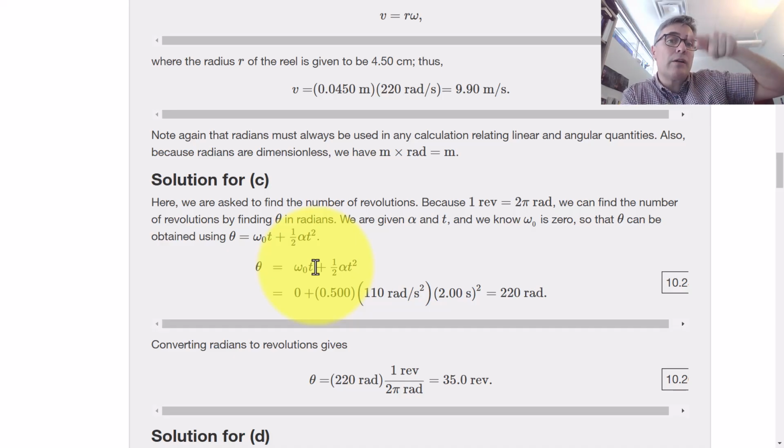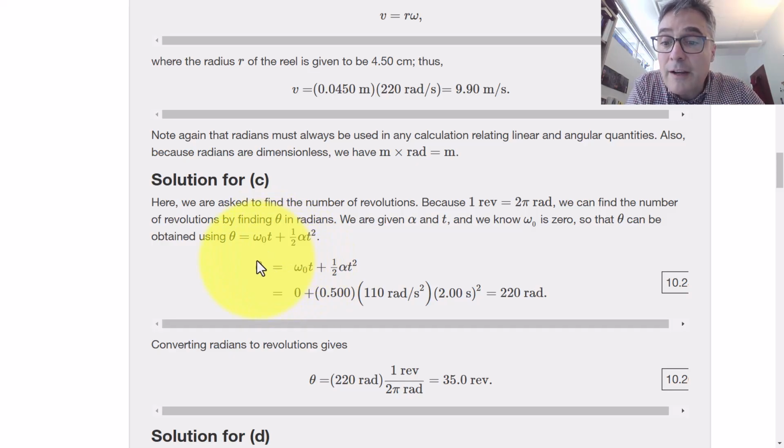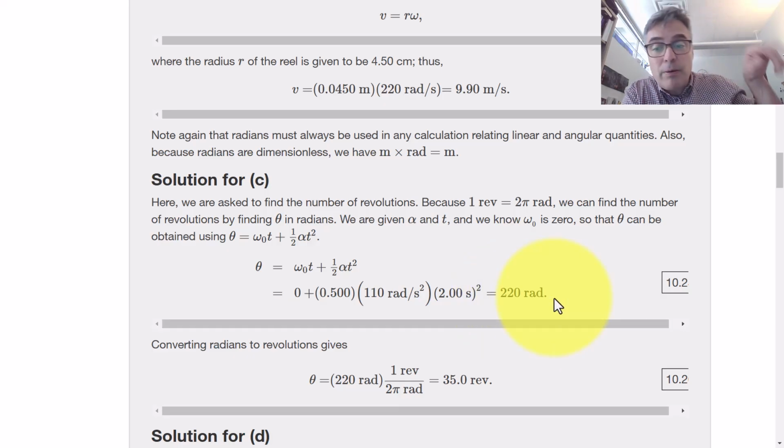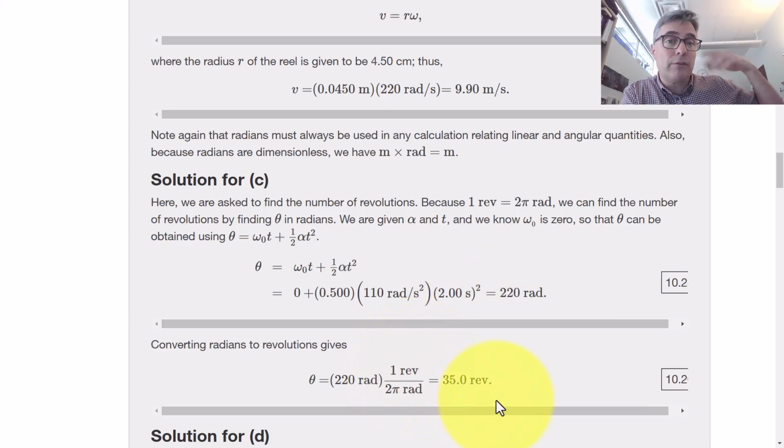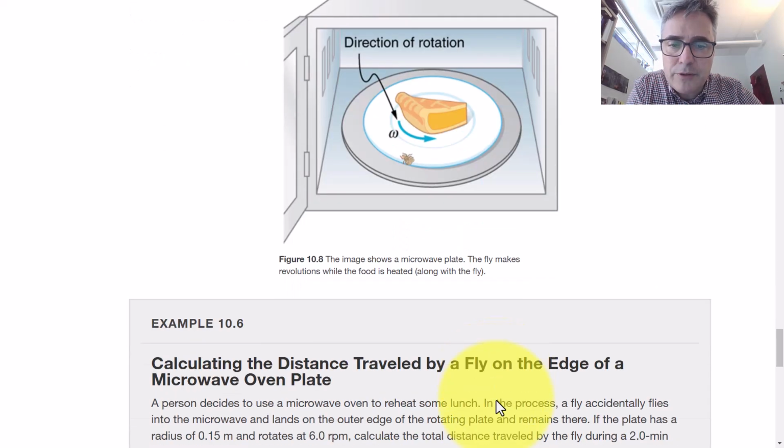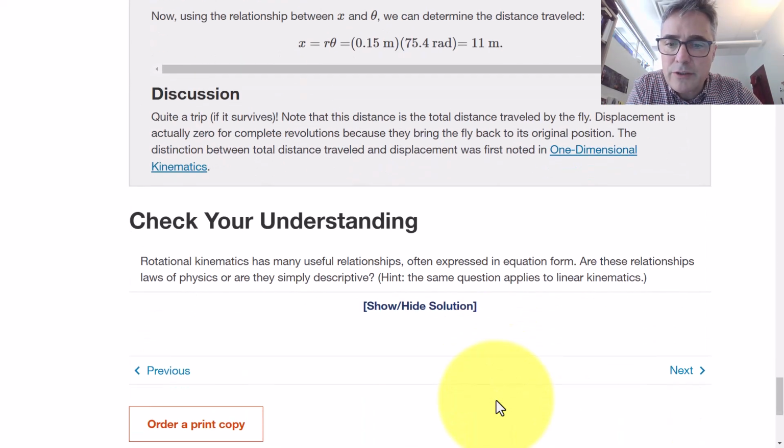Every time it goes around 360 degrees, theta changes by 360 degrees, right? So you can find theta by using that analogous kinematics equation. Remember, x equals x0 plus v0 t plus 1/2 a t squared. Here you've got theta equal to omega 0 t plus 1/2 alpha t squared, and you can plug in all those things. It starts from rest, so you just have 1/2 alpha t squared, which gives 220 radians. And every 2 pi radians is one revolution, so you divide by 2 pi to get how many revolutions. There are several other examples in this chapter, which I would like you to go through.